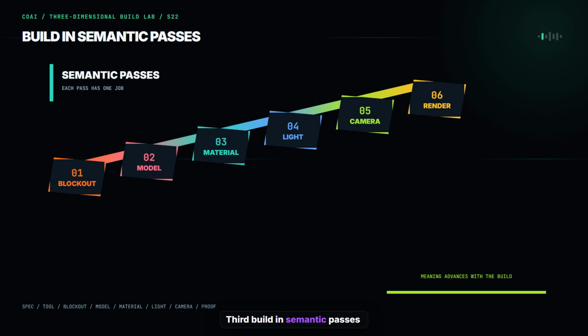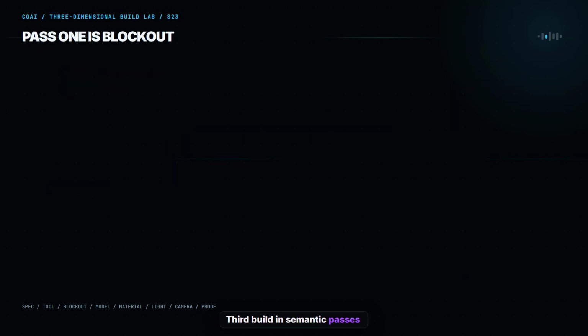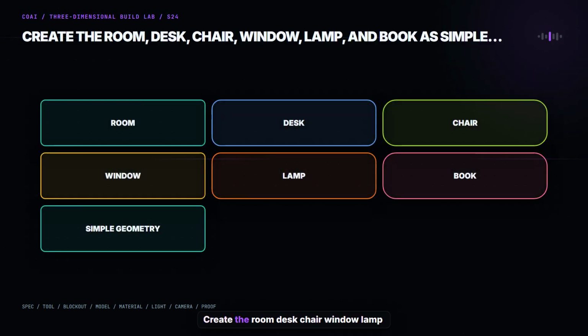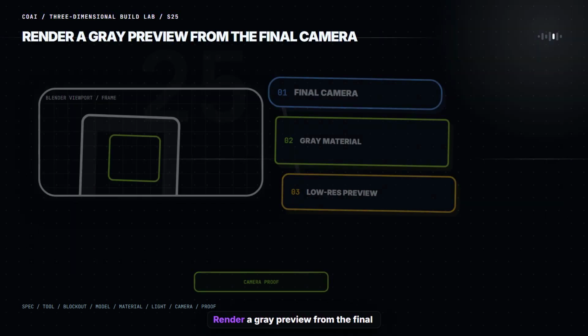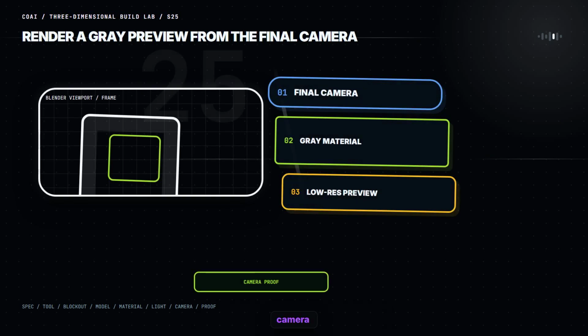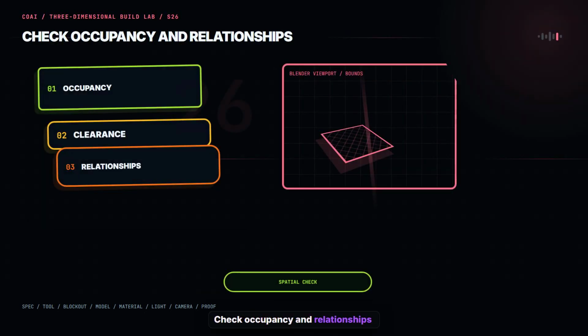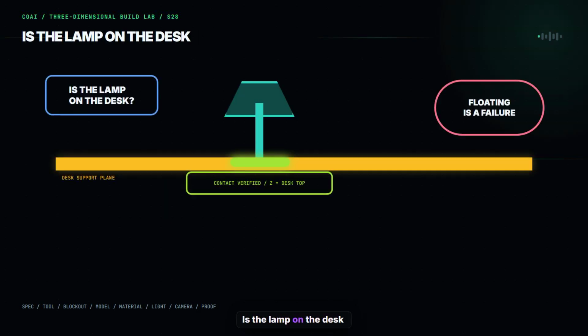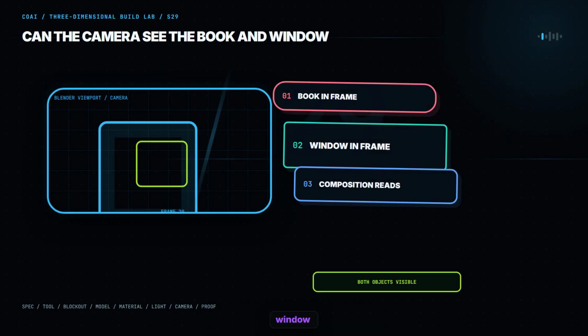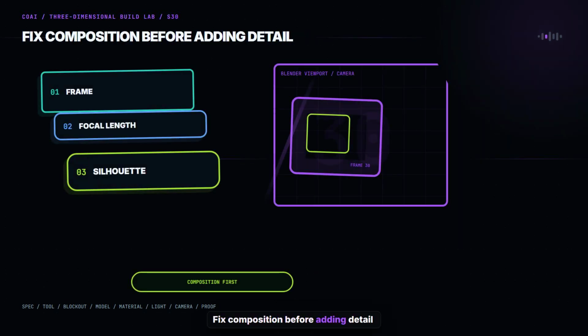Third, build in semantic passes. Pass 1 is blockout. Create the room, desk, chair, window, lamp, and book as simple geometry. Render a gray preview from the final camera. Check occupancy and relationships. Is the chair on the floor? Is the lamp on the desk? Can the camera see the book and window? Fix composition before adding detail.